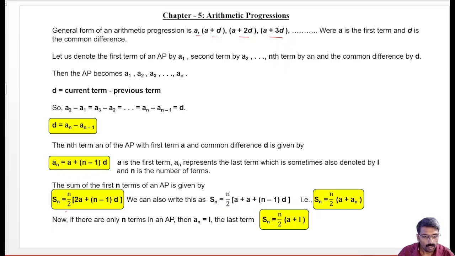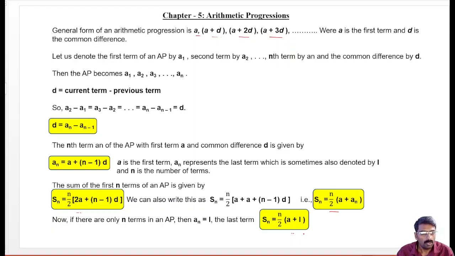Similarly, the sum of n terms would be given as Sn is equals to n by 2, 2a plus n minus 1 into d. This is our formula for sum. And this can be written as Sn is equals to n by 2 a plus an. And an can be replaced as L, which is the last term. So Sn can be written as Sn is equals to n by 2 a plus L. These are our formulas to be remembered in this chapter to solve our problems.